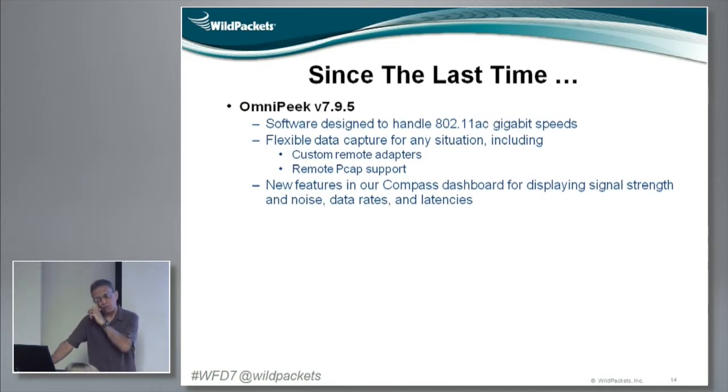We certainly have the software now designed to handle AC at gigabit speeds, using our remote adapters and using PCAP. That was all in 7.9.5. And we made a lot of additions to our Compass dashboard, some of which we'll show when we show some of the live data around displaying signal strength and noise, data rates, latencies, and that kind of thing.